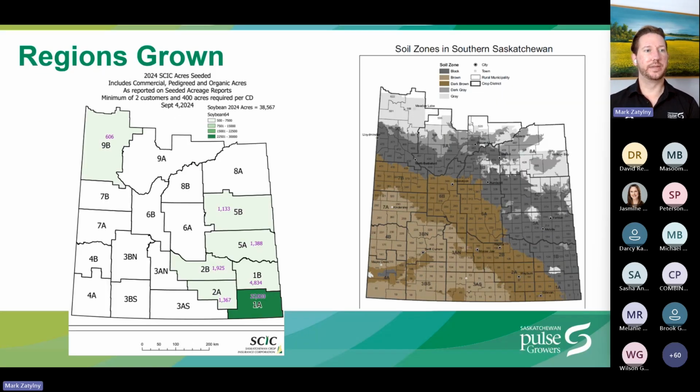As you can see here, it is very much focused in that southeast corner. That is really how it's trickled in from Manitoba, where in the south of Manitoba, they grow a lot of soybeans. So we are following into that, where it is able to grow under those conditions. It does, as most people know, need those longer growing days and more heat. So that's a good area for it, with all the moisture as well.